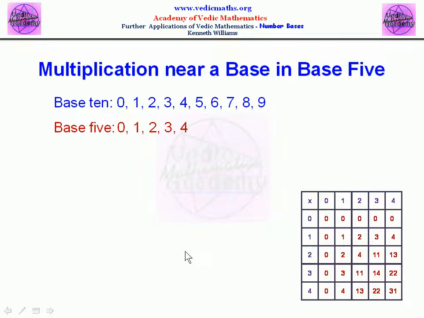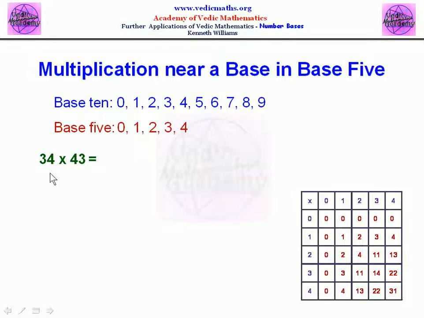Multiplication near a base in base 5. Can we use our method for multiplying numbers near bases in other bases? Well, we can, and we're going to illustrate that in base 5. An example of multiplying two numbers in base 5 that are nearer to a power of 10 would be 34 times 43. Remember that the largest digit in base 5 is a 4.